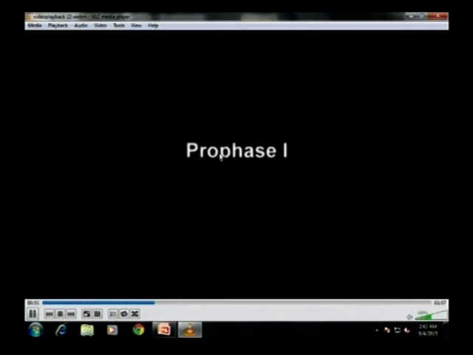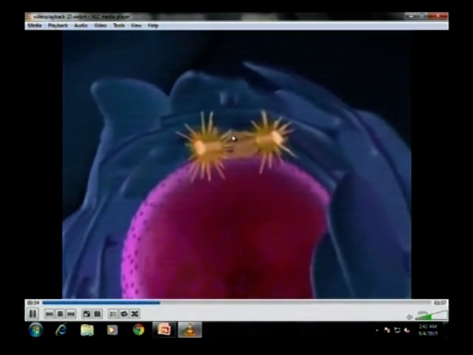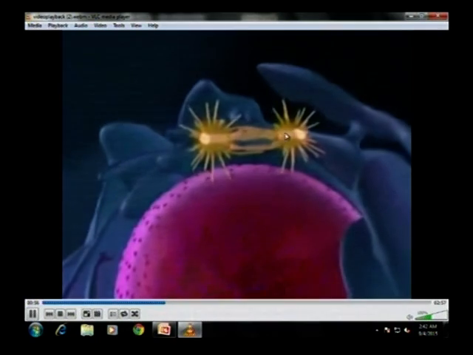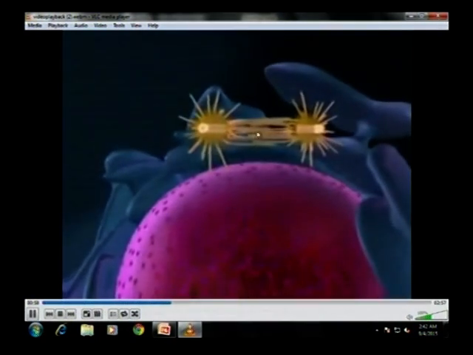During prophase 1, listen carefully friends, the centrioles duplicate and move to the polar regions. They migrate to the opposite regions.